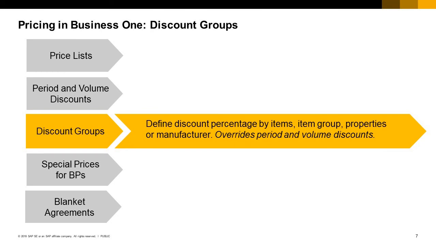The next level of pricing is the discount groups. You can add discounts based on item group, item properties, and item's manufacturer. These types of prices are called discount groups. If a sales order line item is relevant for a discount group price, then that price will override a discount based on a period or volume discount or a price list price.